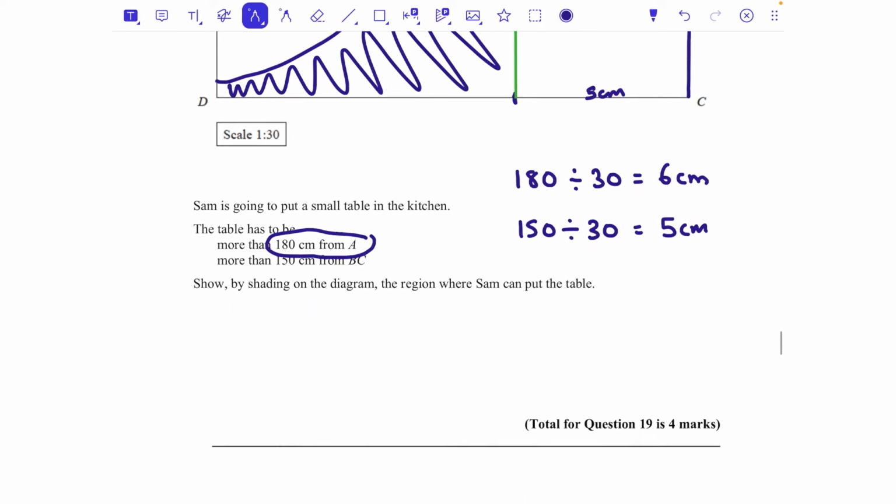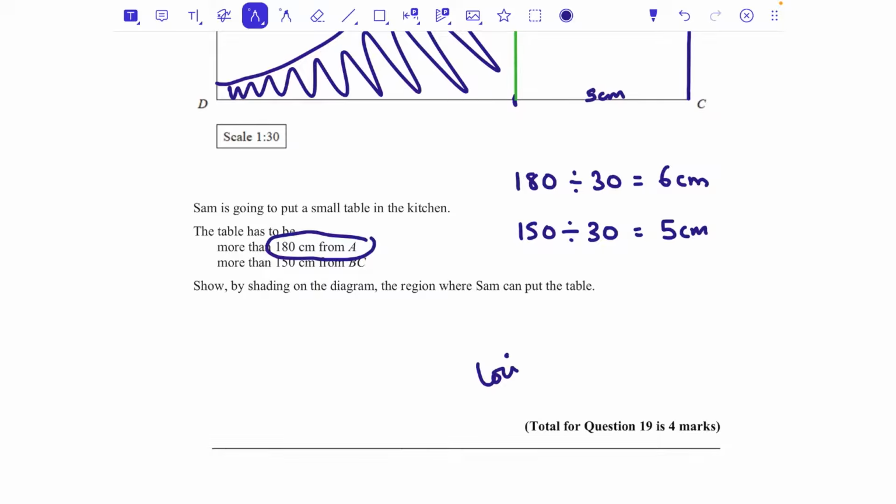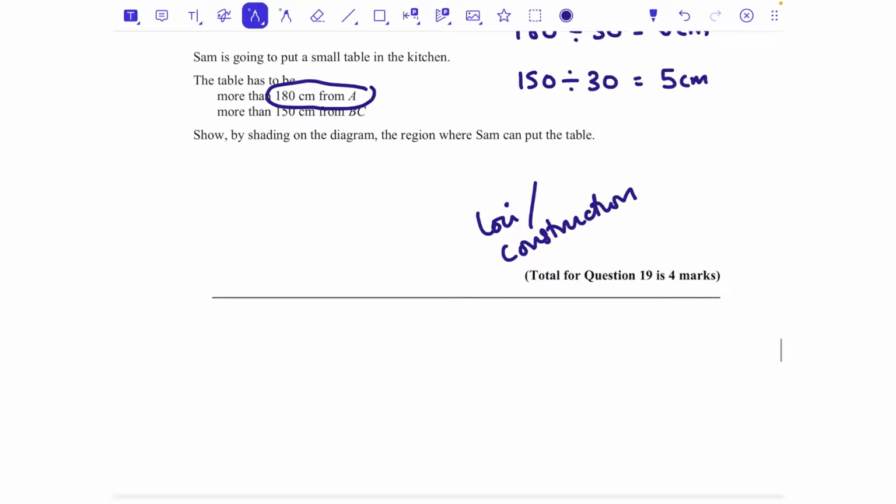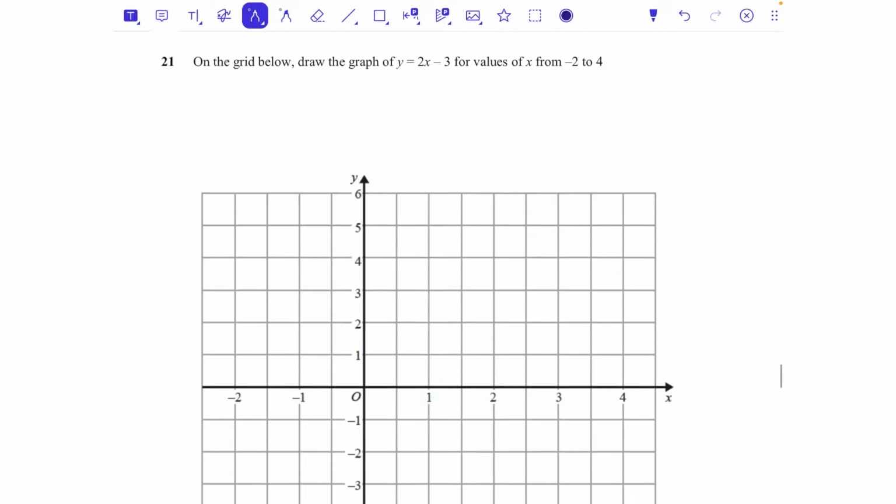Quite tricky, that one. That's called loci and construction, if you're looking for the name of that topic. Loci and construction. Yeah, easier without doing it on the iPad, but hopefully that made sense.